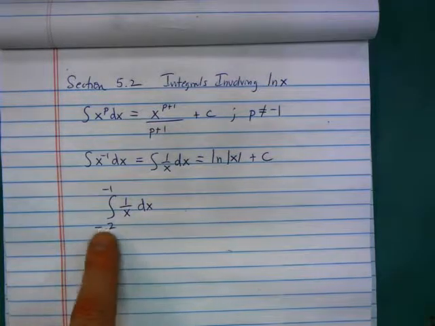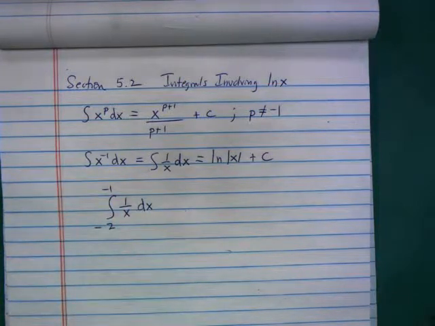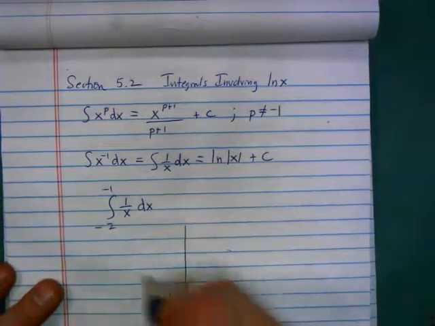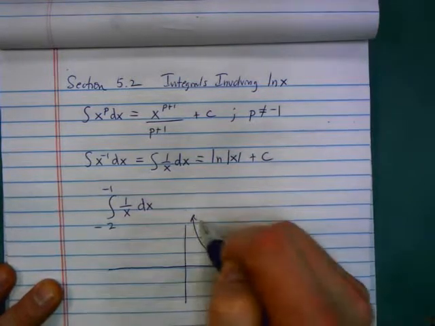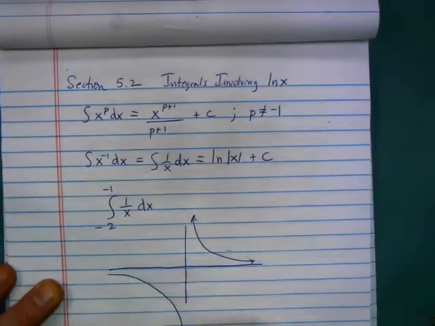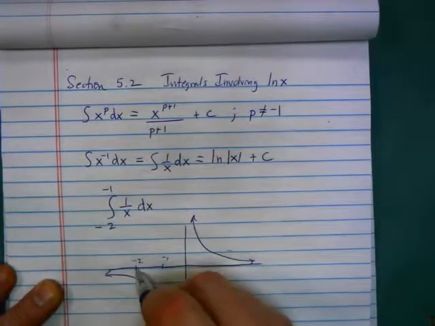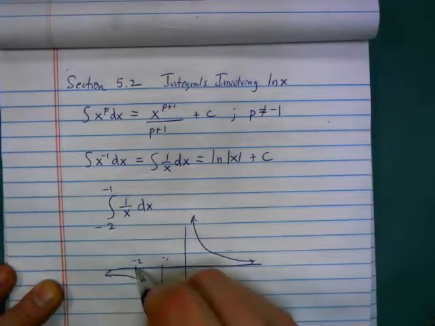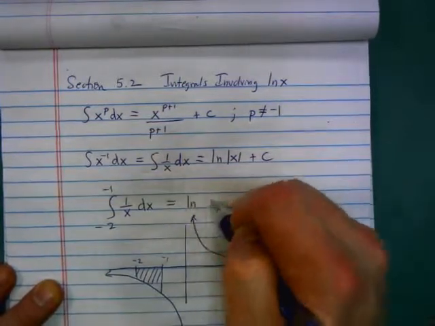What would this symbol mean in terms of what you know about Calc 1 and antiderivatives? What are integrals? They're areas. So all this symbol means is I take the function 1 over x. The function 1 over x looks like this, and it looks like this. And I'm going from -2 to -1. So all I'm really asking you to do is find this area. So that would be ln x.